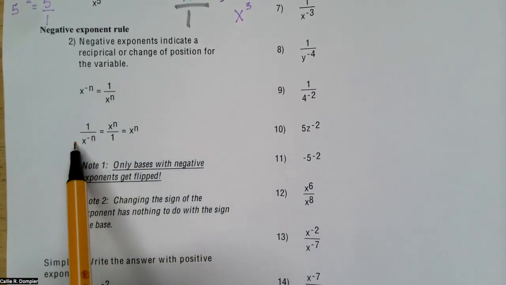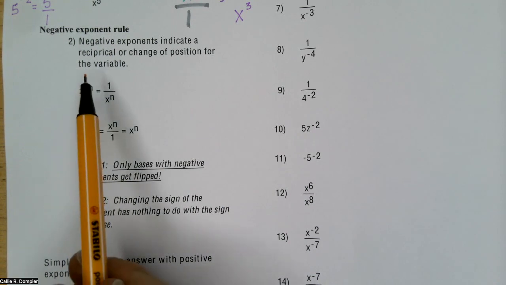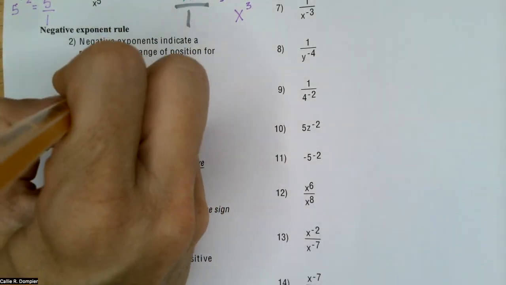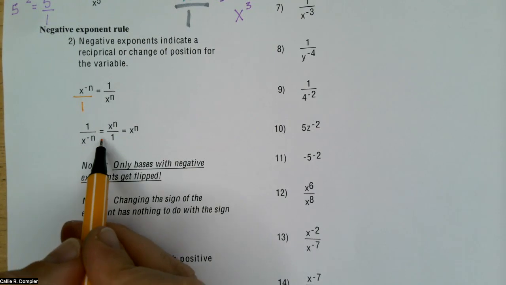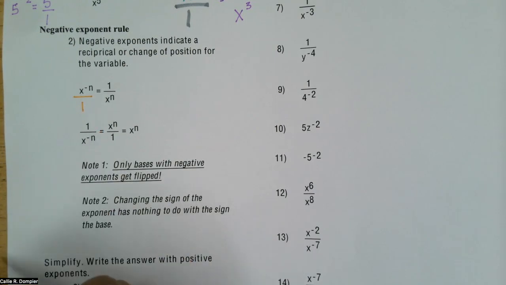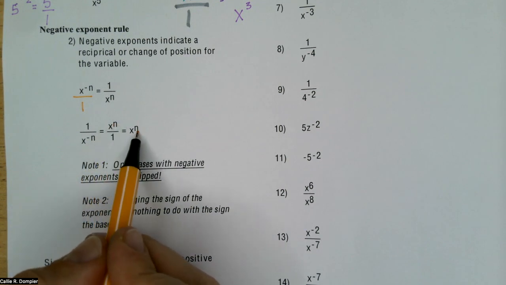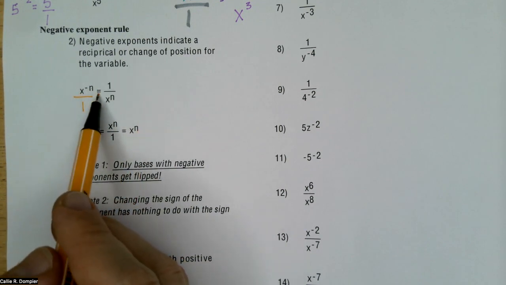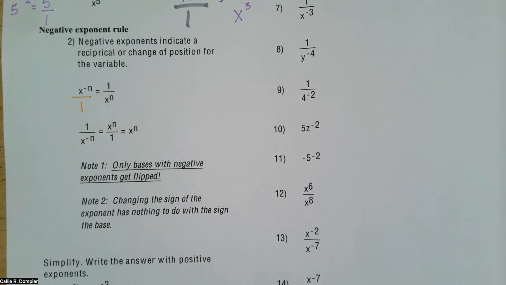Similarly, remember, this is the numerator, this is the denominator. Here the negative exponent is in the numerator, right? Here it's in the denominator. If the negative is in the denominator, we do the same thing. We move it across the fraction bar, across the division bar, and it becomes positive. So 1 divided by x to the power of negative n is the same as x to the power of positive n. X to the power of negative n is the same as 1 divided by x to the power of positive n. Only the bases with the negative exponents get flipped.